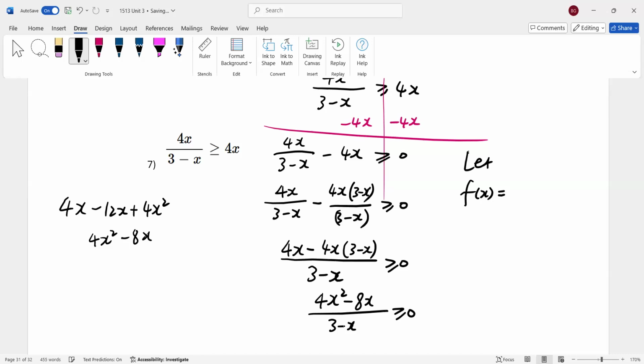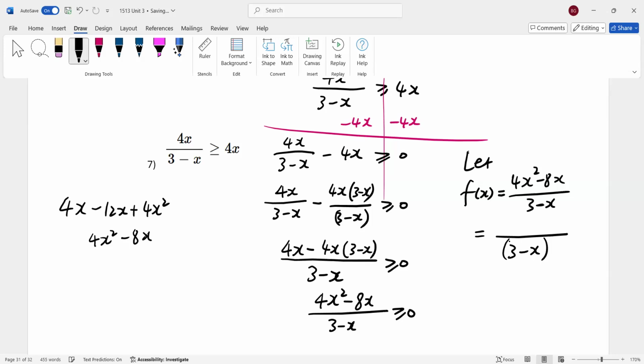So now the left side is a rational function. Numerator is a polynomial, denominator is a polynomial. We let f of x be the left side, which is 4x squared minus 8x over 3 minus x. Since the denominator is so simple, we don't really have to do that. Or if you really want, we can do this, right? The thing is, 3 is the 0 of the bottom. Should be easy to tell, right? Or you can just leave it here.